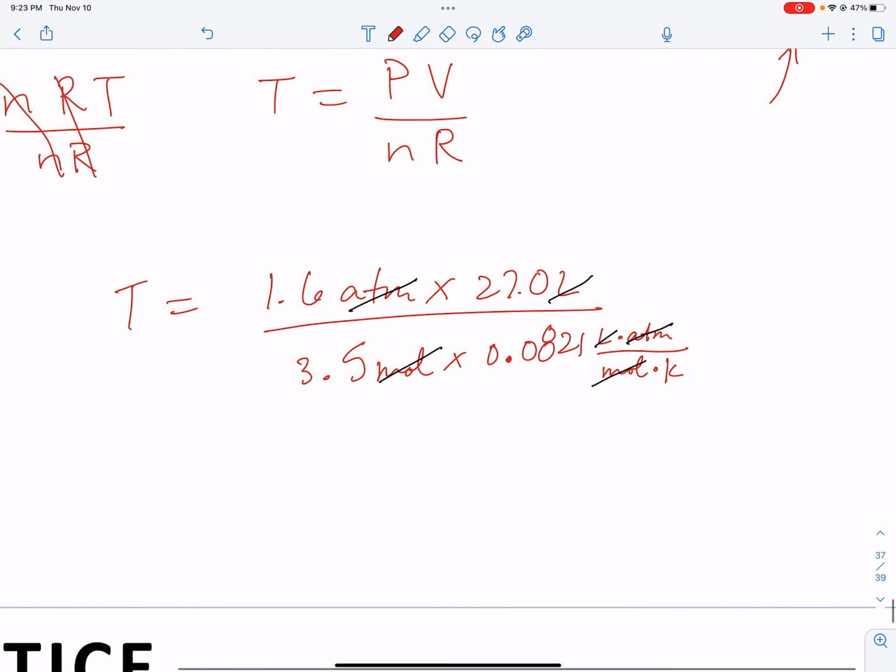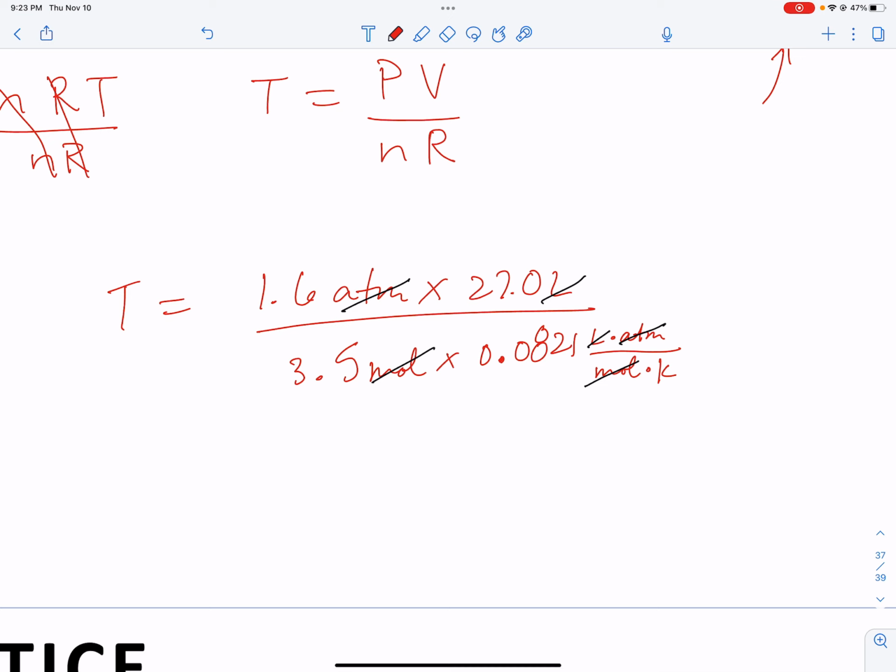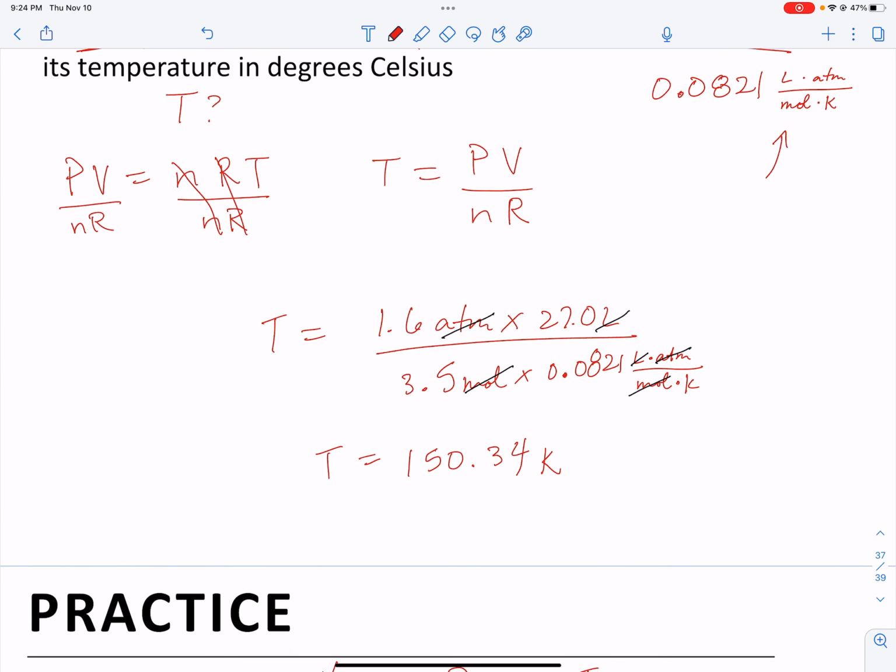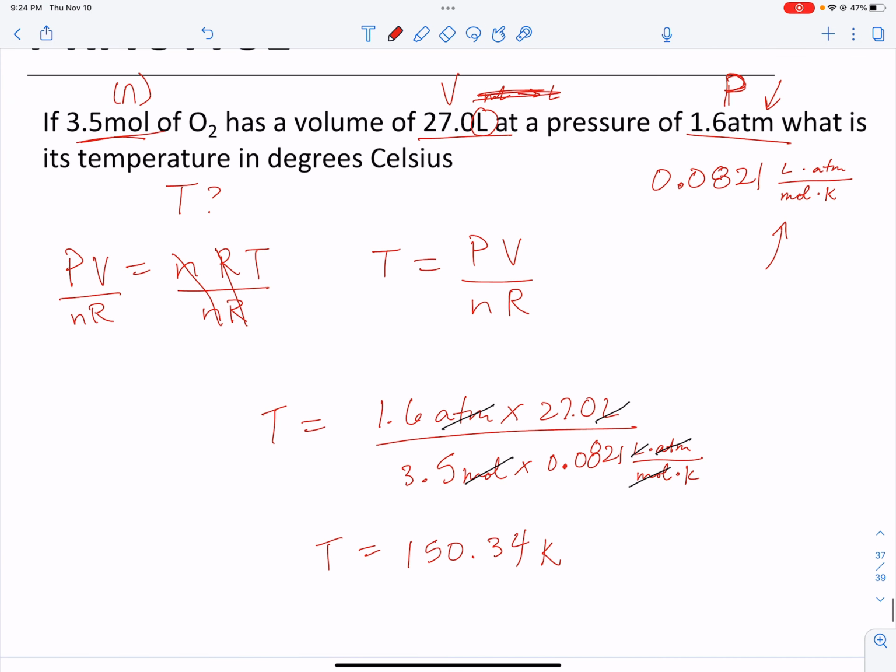So we're going to do 1.6 times the 27, and we're going to divide that by, oh shoot, I typed in the wrong number. 1.6 times 27 divided by 3.5 and divided by 0.0821. So my temperature is 150.3 if you round, and this is Kelvin. Okay, so there is an ideal gas law.